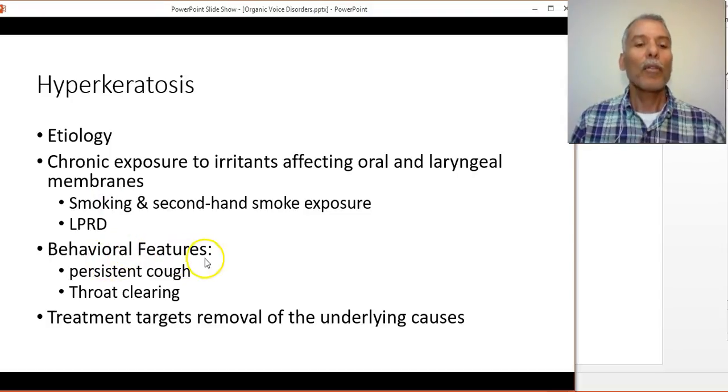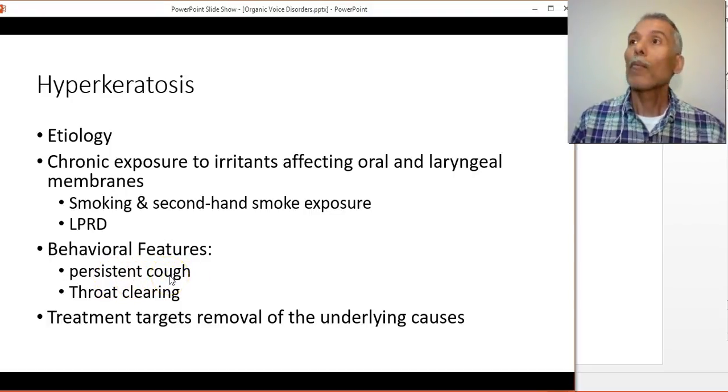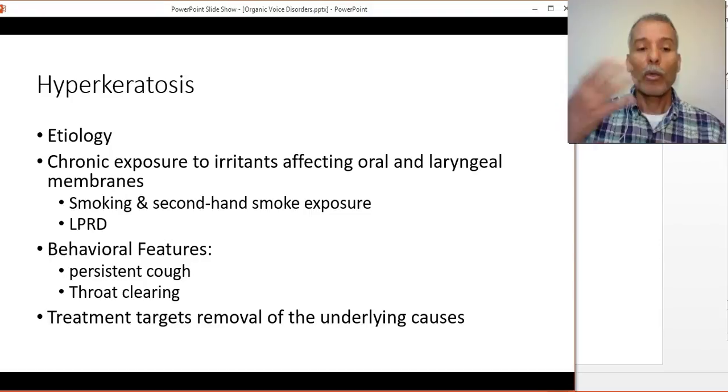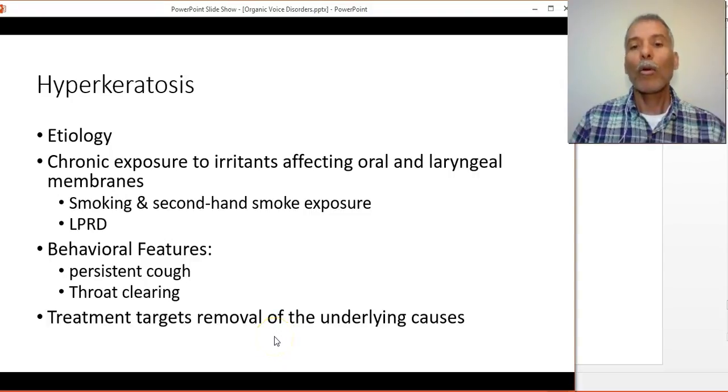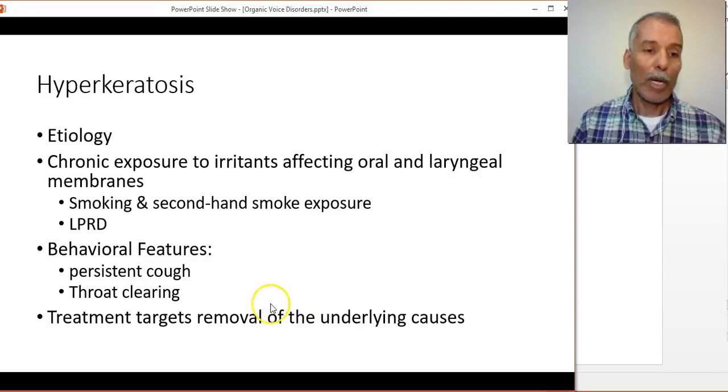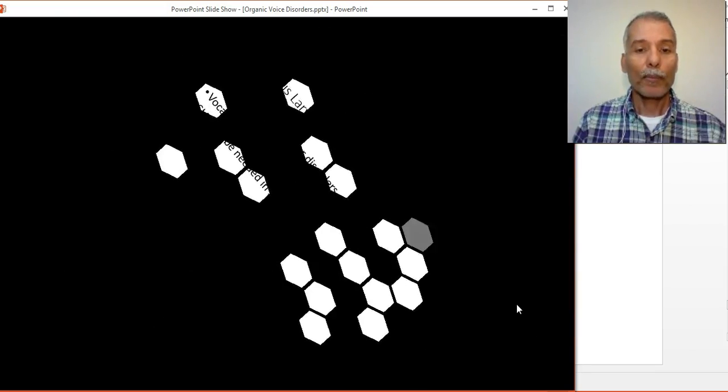In terms of the behavioral features that you would notice, there is persistent cough, where the person keeps coughing, and throat clearing, because the tissue is trying to deal with the damage and it over-secretes. Treatment targets removal of the cause. If it is behavioral, or caused by reflux, you have to remove the cause first.